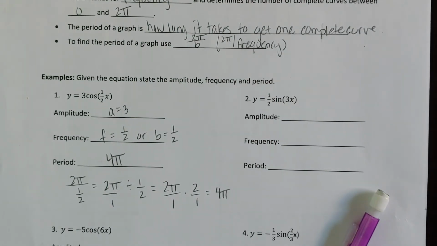Okay, and when I do the homework, I usually just write the word period, to be honest with you. There's not really an abbreviation for that. I just write period is 4 pi.